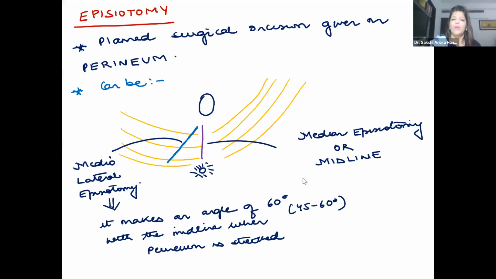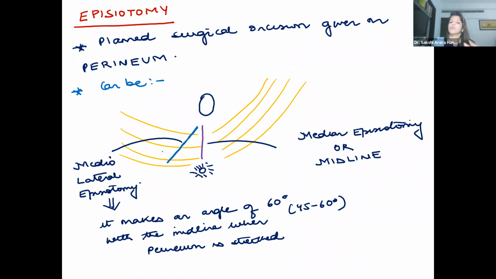Please remember that when you give a mediolateral episiotomy, the angle which it makes from the center is 60 degrees. If 60 degrees is not given and you have to mark a range, then you will say 45 to 60 degrees, right? So always mediolateral episiotomy is given at an angle of 60 degrees. And when you give a mediolateral episiotomy, you are going to cut the muscles also.